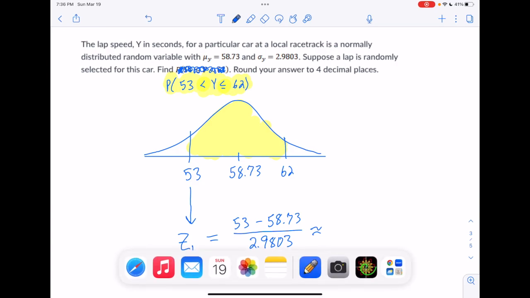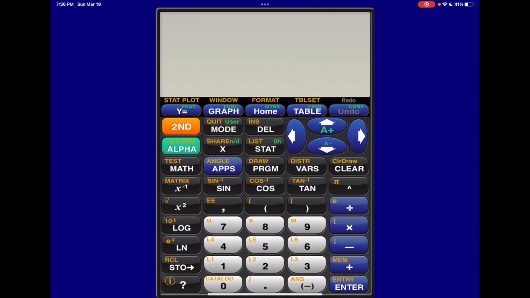So let's head to the calculator and work on that piece. So always remember to have parentheses around your numerator for z-scores. So 53 in parentheses minus 58.73. End the parentheses once you're done with the numerator, and then divide by 2.9803. So we get negative 1.9226.